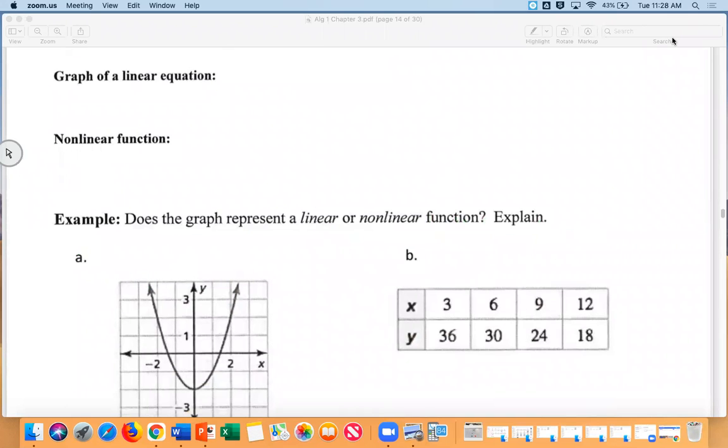A graph of a linear equation is this. It's a line. So the graph of a linear equation is a line. A nonlinear function is a curve. Okay? So linear, line. Nonlinear, curve. Okay? Now, there are some more rules to it.